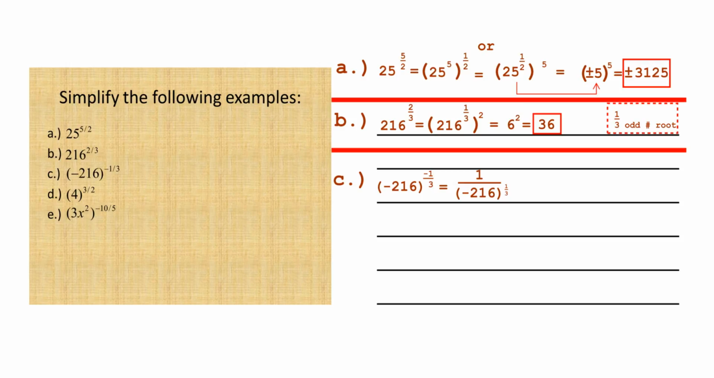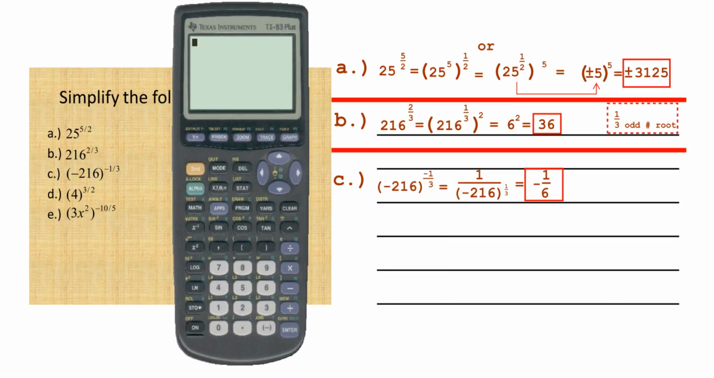So you can either put it under a fraction, or if it's under a fraction, it's part of your denominator, you bring it up to the top to convert it to a positive exponent. In this case, we have to bring it down to convert it to a positive exponent. And now we can do negative 216 to the 1/3: 6 times 6 times 6, 216, right? And it's a negative, so it's negative 6 times negative 6 times negative 6, right? So in that case, our answer is negative 1 over 6. And there's our answer. Once again, real quick check.